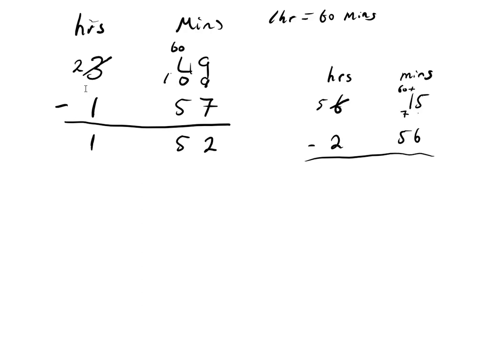us 75. Now let's take away. 5 take away 6 we cannot do. So we borrow and carry across. 15 take away 6 is 9. 6 take away 5 is 1. 5 take away 2 is 3. And so our answer is 3 hours and 19 minutes. So that's been a quick walkthrough video for adding and subtracting hours and minutes.